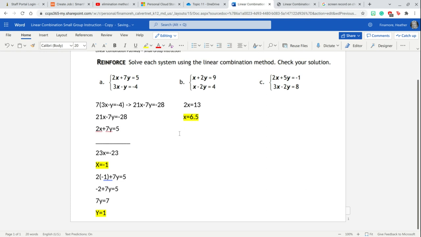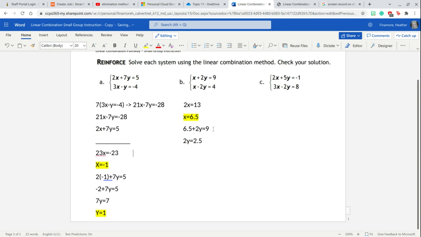Alright, so now we can plug 6.5 into either of the first equations for x. I'll just do the first one. So we have 6.5, plugging it in for x, so we don't need to write x anymore, plus 2y equals 9. Subtract 6.5 from both sides, so we get 2y equals 2.5, because 2.5 plus 6.5 is 9.